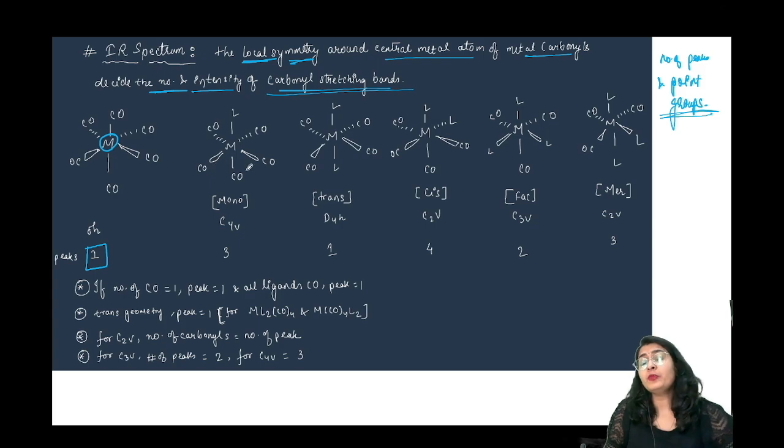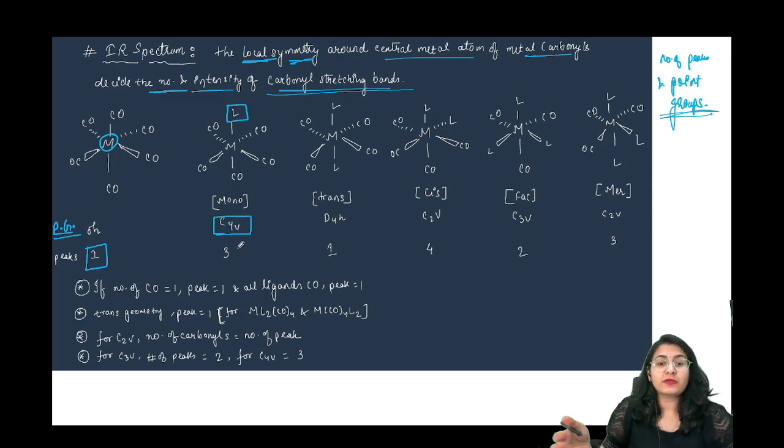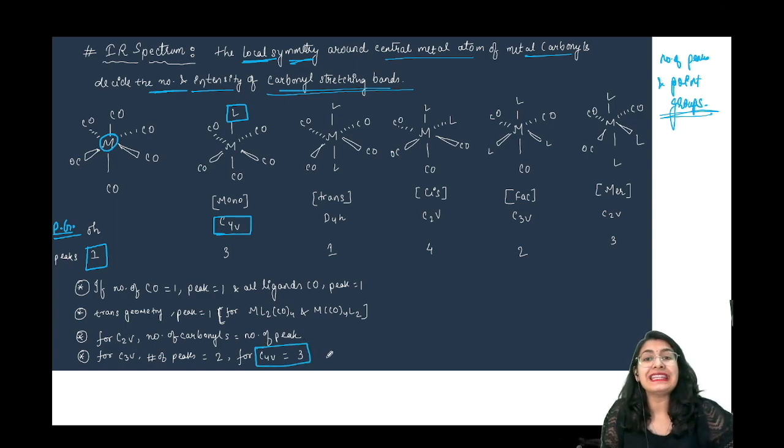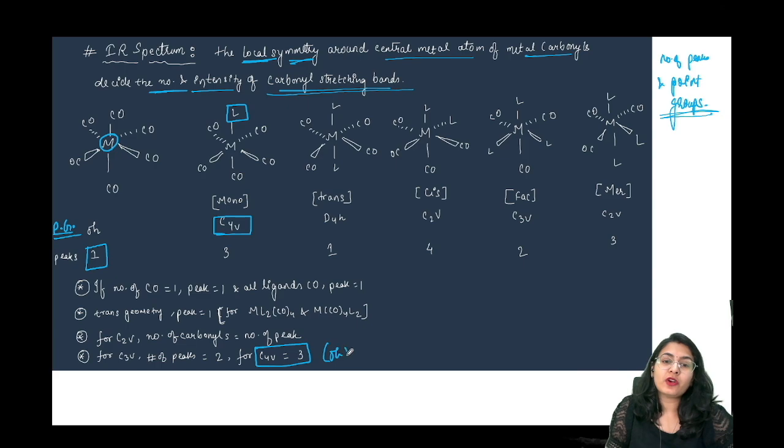Okay, I move onwards. I have replaced one carbonyl in the axial position with another ligand. Now how many carbonyl bands am I going to get? See, the point group is different now. First it was octahedral, now the point group has become C4v. When it is C4v, we have a shortcut. Number of peaks is equal to 4 minus 1, which is 3. So for C4v, the number of peaks is always going to be 3 in the case of octahedral. Okay, then I am doing one more ligand replacement.